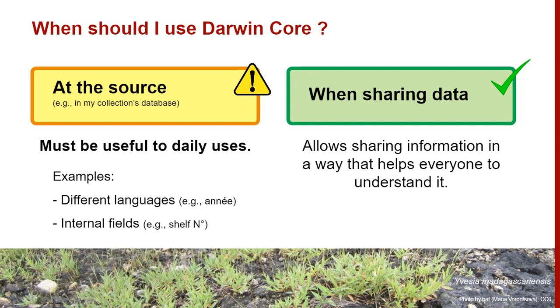At the source, however, we have to be careful because we must not forget that internal databases should be useful to our daily uses. For example, if we speak French, we may want to have a field in our database called année and not year. Another example could be if we have internal fields in our collection, for instance, the number of the shelf where the containers with specimens are kept. This does not have an equivalent in Darwin Core, but it may still be a very useful field for our daily work. And so, we don't necessarily have to force our database to use Darwin Core.